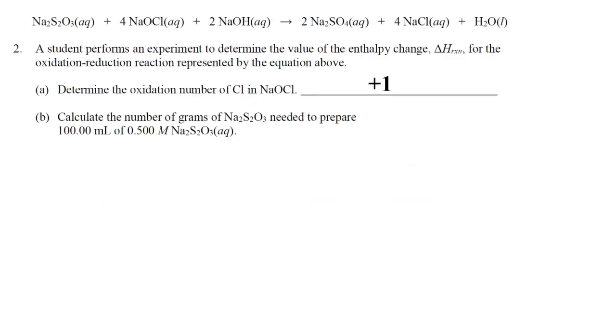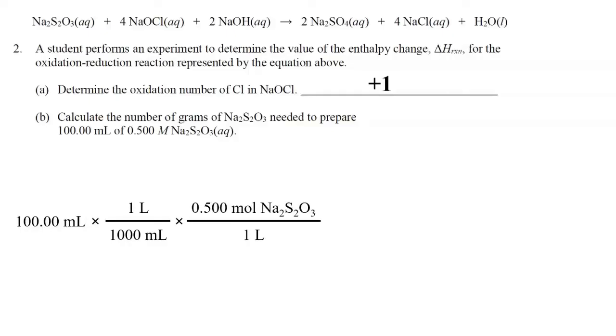What we need to do in part B is to calculate the number of grams of this compound that are needed to prepare 100.00 milliliters of a 0.500 molar solution. So that means 0.500 moles of this compound per liter. First thing I'm going to do is convert from milliliters to liters. So there are 1,000 milliliters in 1 liter. And then I'm going to write the molarity as 0.500 moles of this compound for every 1 liter.